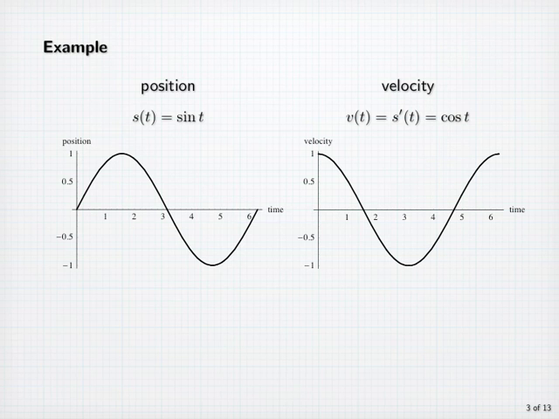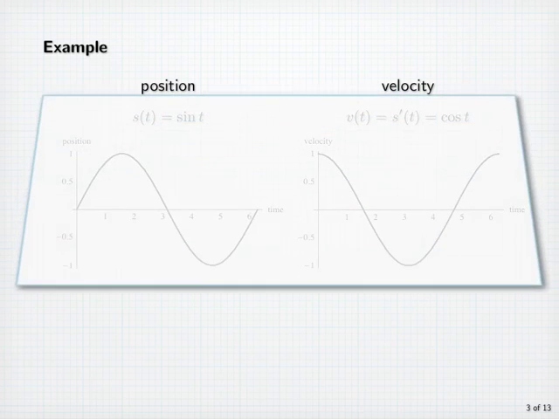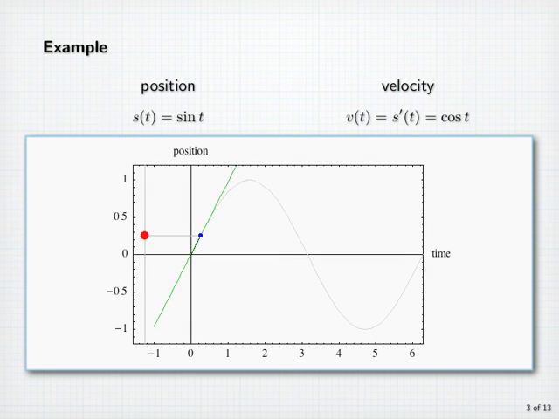Now let's look at an animation that corresponds to this position function. Notice that the object here is simply oscillating back and forth between -1 and 1. This, in fact, is what's called simple harmonic motion.